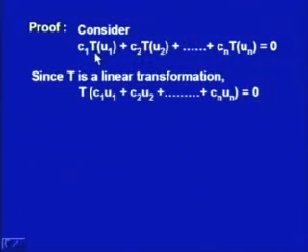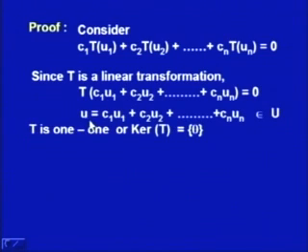We can start with a linear combination of vectors Tu1, Tu2, Tun, and since T is a linear transformation, we will have T of c1 u1 plus c2 u2 plus cn un equal to 0, and this vector will belong to U because U is a vector space, so the linear combination will also belong to U. Now, T is 1-1 or kernel T is equal to 0. So, we have been given that T is a 1-1 transformation, and we have earlier proved that kernel T is equal to 0 if T is 1-1. That means T of u is equal to 0.